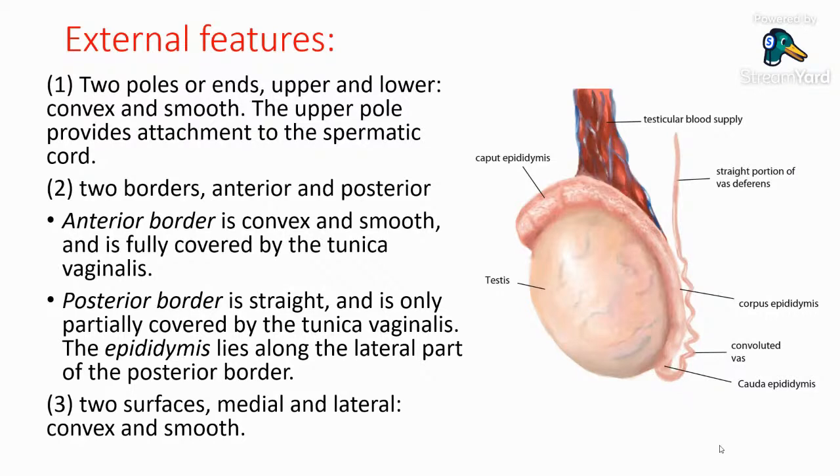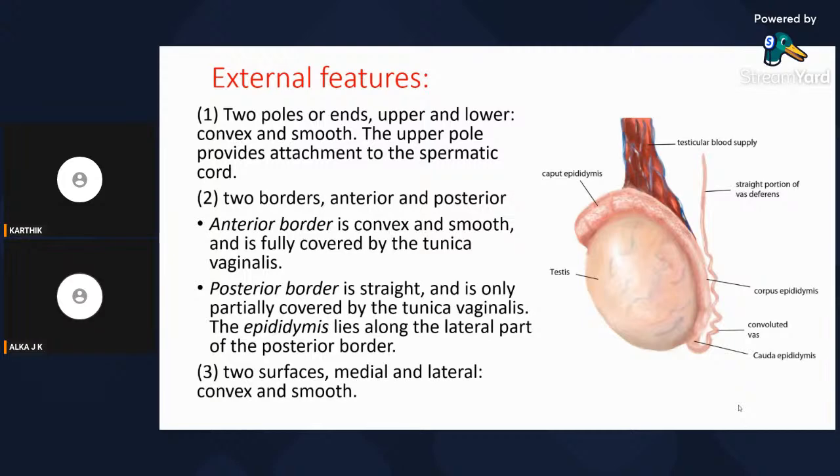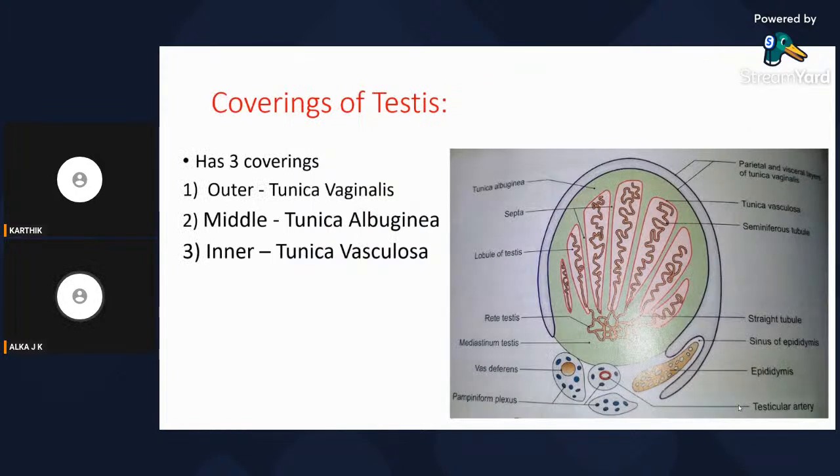Two poles are there for its anatomical structure explanation: upper pole and lower pole. The upper pole is smooth and convex and provides attachment to the spermatic cord. There are two borders: the anterior border, which is convex and smooth, fully covered by tunica vaginalis; and the posterior border, which is straight and partially covered by tunica vaginalis. The epididymis lies along the posterior border. Two surfaces are there, medial surface and lateral surface, which are convex and smooth. You have to draw these pictures perfectly yourself because you have to write these.